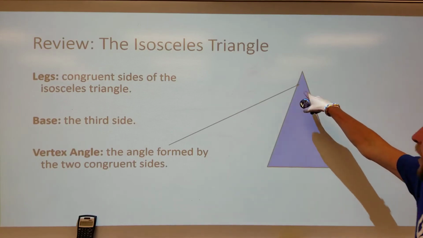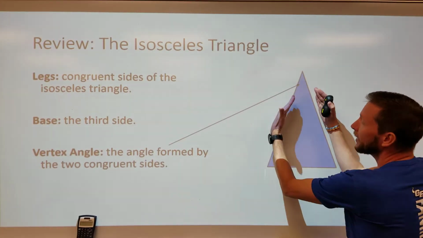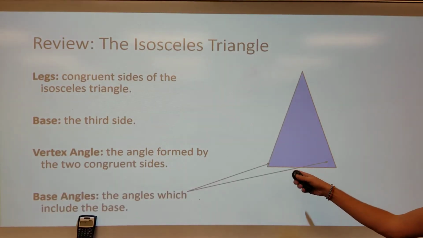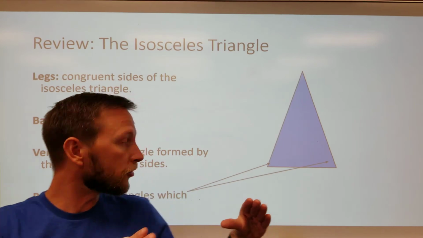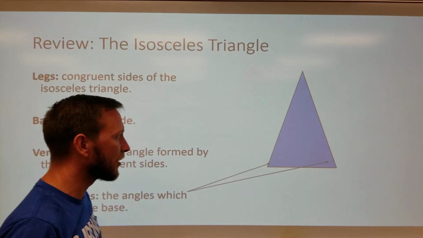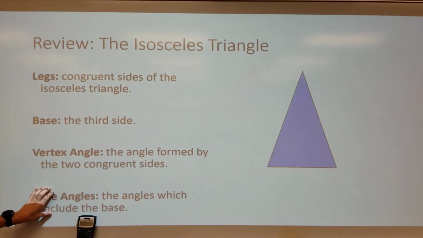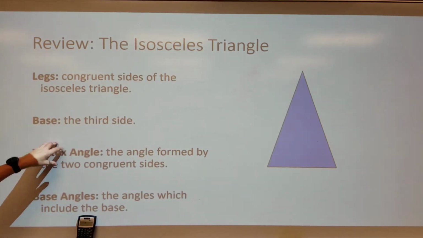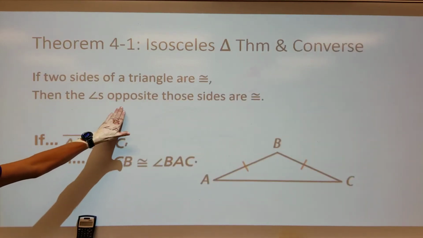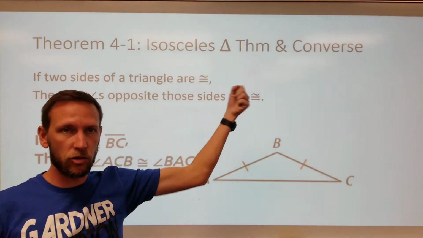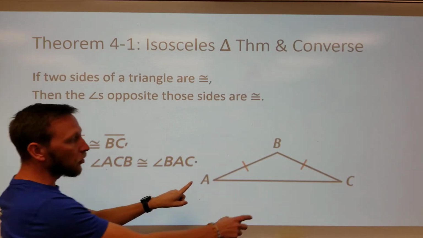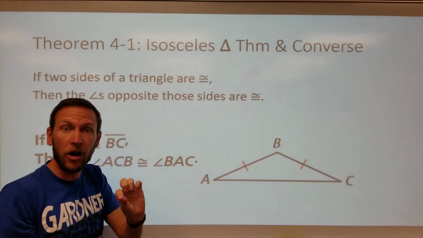The vertex angle, the angle that is included between the congruent sides, is referred to as the vertex angle. And the base angles are the pair of angles that include the base. These are the angles that are opposite from the pair of congruent sides. And that's a huge deal to be able to recognize which angles are the base angles versus the vertex angle, the congruent legs versus the non-congruent side, because we use those base angles in our isosceles triangle theorem, which states if 2 sides of a triangle are congruent, then the angles opposite those congruent sides are also congruent.